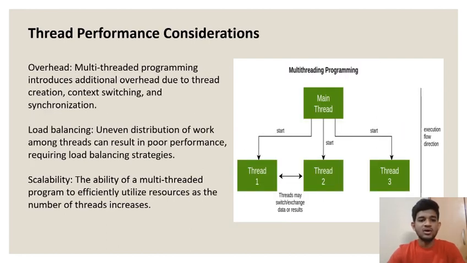Now let us see the thread performance considerations. First one, overhead. Multi-threaded programming introduces additional overhead due to thread creation, context switching, and synchronization. Second one, load balancing. Uneven distribution of work among threads can result in poor performance, requiring load balancing strategies. That is, when the threads are loaded beyond their limit, the performance will be very poor. Scalability. The ability of a multi-threaded program to efficiently utilize resources as the number of threads increases.